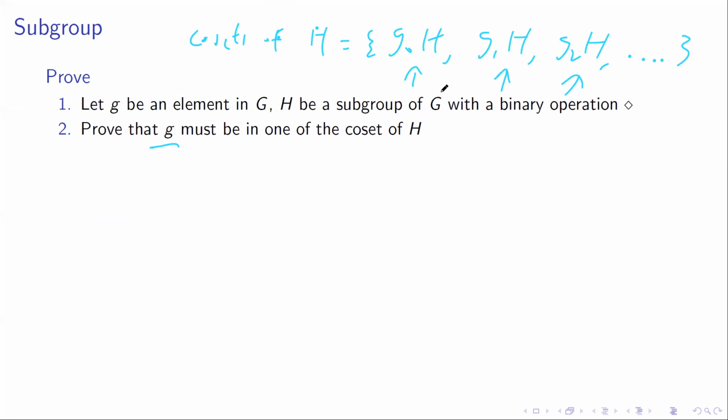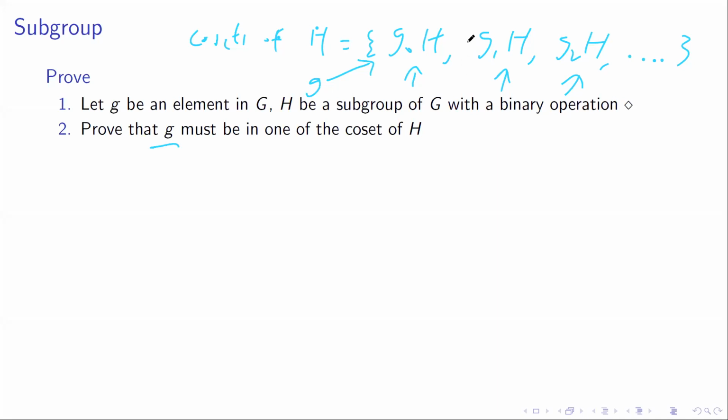Every element of G can only be in one of these cosets, which means the cosets of H partition the group G into a bunch of cosets. Since all of them are the same size, let's say the size is k, then the number of cosets times k will be equal to the group size. And this k is actually the size of H.